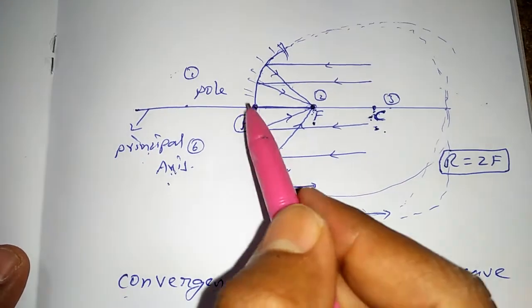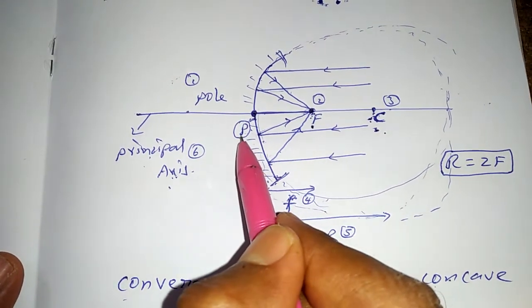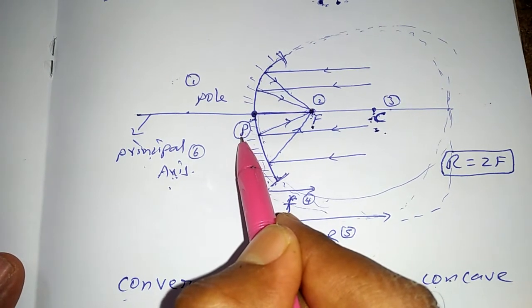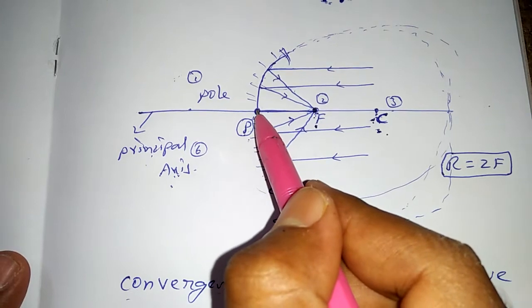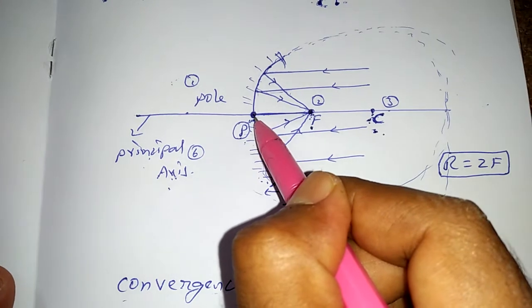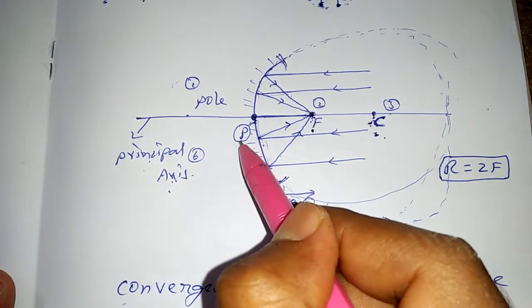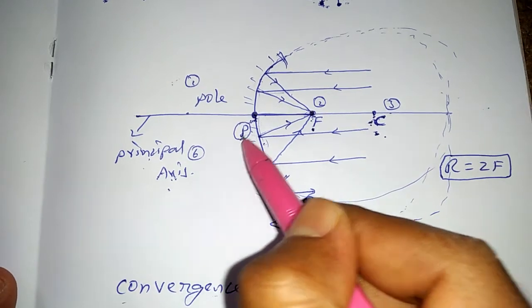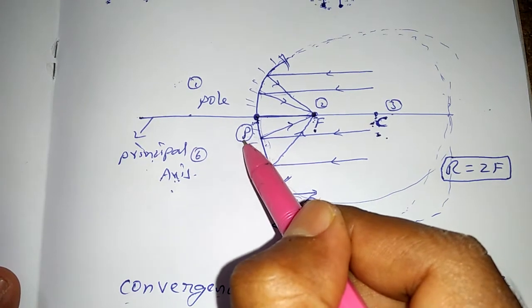Number 1, let us discuss P. What is meant by P here? P is called the pole. Pole means the midpoint of the mirror. So this is the mirror and this is the midpoint of the mirror. This midpoint of the mirror is called the pole, and it is denoted by the letter P.